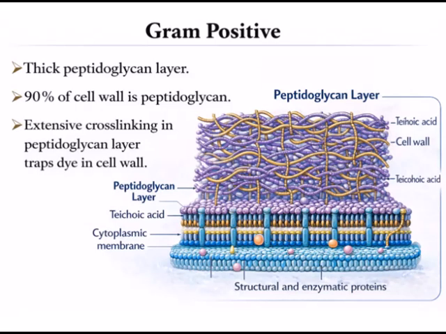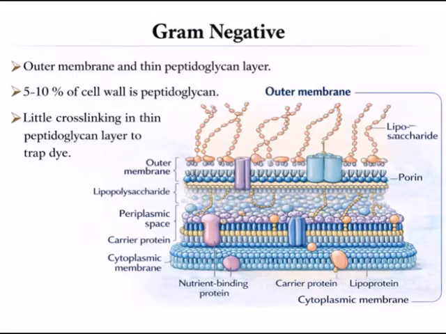And the third one is lipoteichoic acid or teichoic acid, which are embedded within the peptidoglycan layer. Lipoteichoic acids anchor the cell wall to the cytoplasmic membrane. The cytoplasmic membrane, which lies beneath the peptidoglycan layer, contains structural and enzymatic proteins involved in transport, metabolism, and energy production.